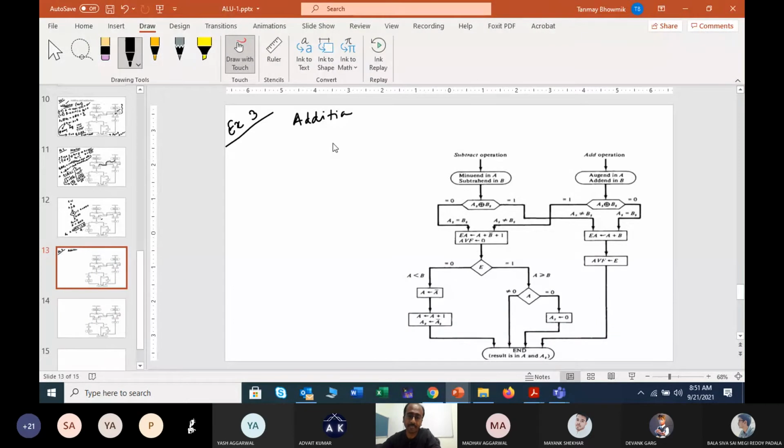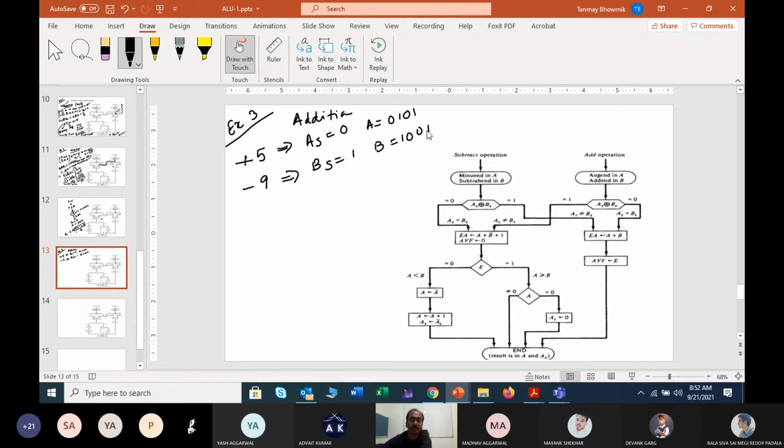Addition again, but it should be just like +5 and -9. Okay, so let us see what will happen. In case of +5, your AS will be 0 and your A will be 0 1 0 1. In case of -9, your BS will be 1 and your B will be 1 0 0 1. Any problem? I hope no problem, right?